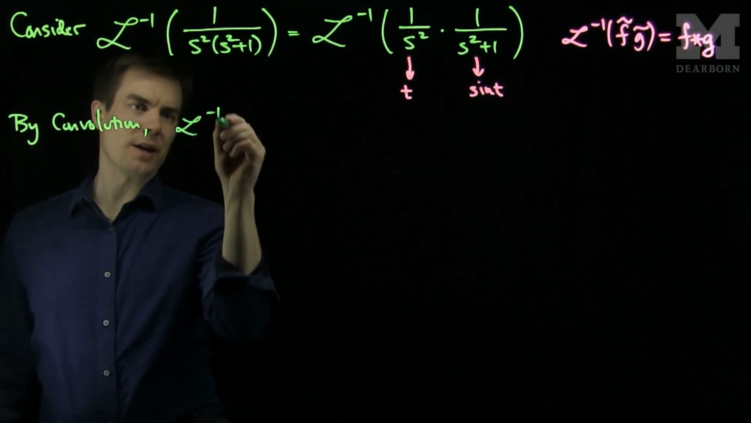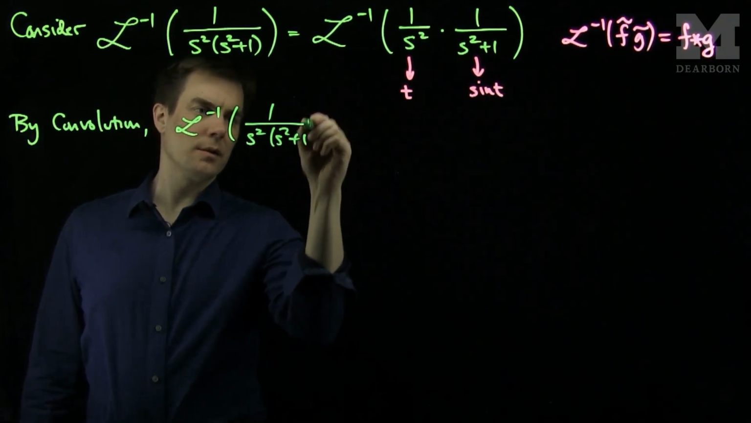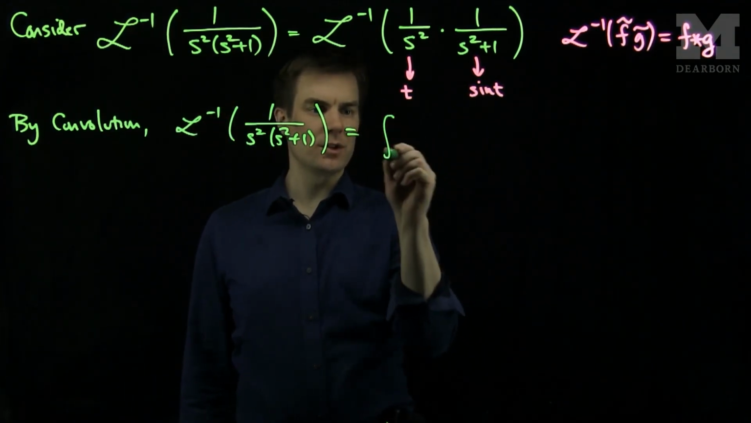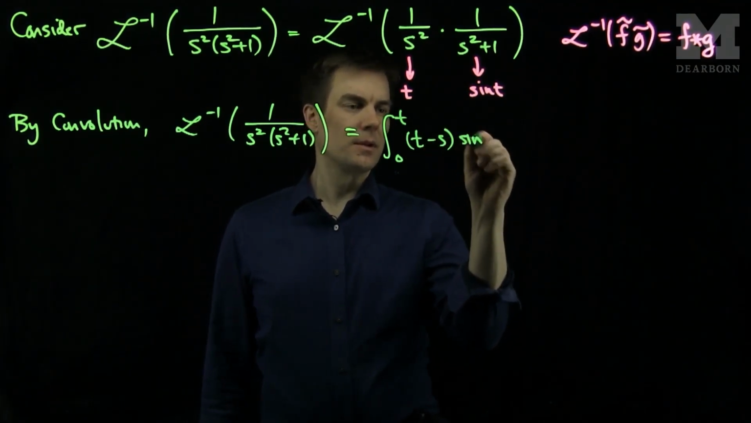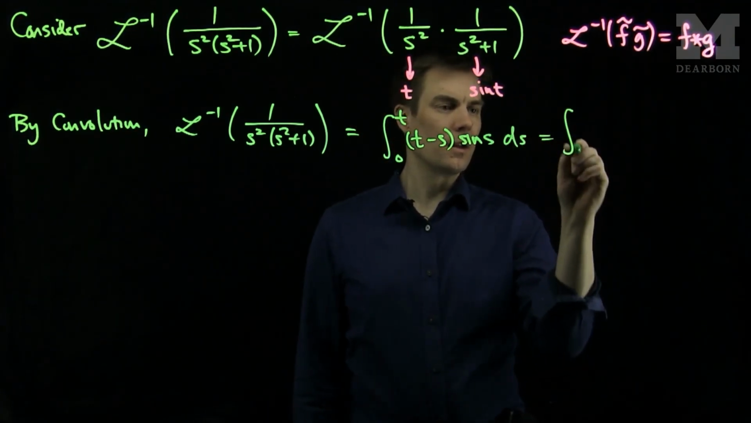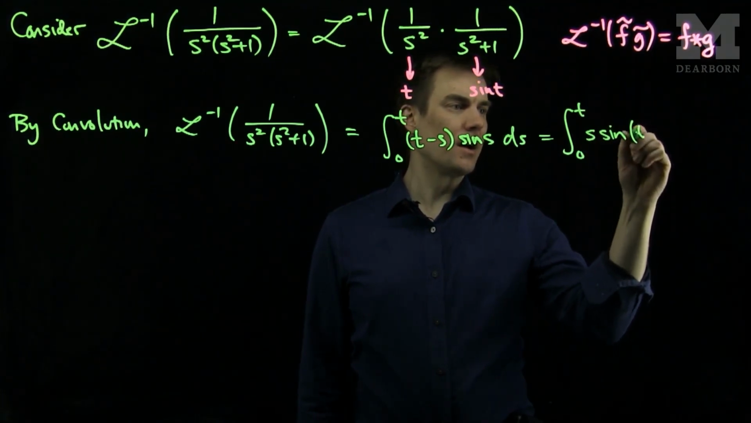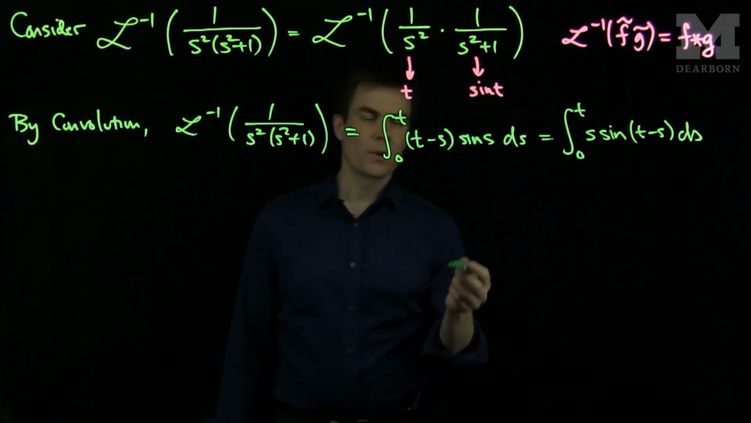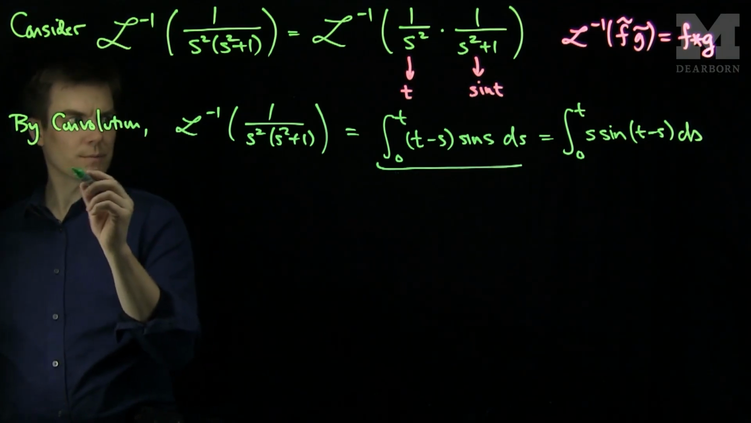the inverse Laplace transform of 1 over s squared times s squared plus 1 is going to be equal to the convolution of t and sine t, which is the integral from 0 to t of (t minus s) sine s ds, or the integral from 0 to t of s times the sine of (t minus s) ds. We can do either of these integrals, whichever one is easier. Let's focus on this first integral, the first representation of the convolution.